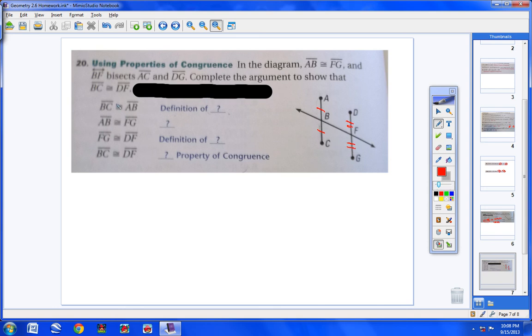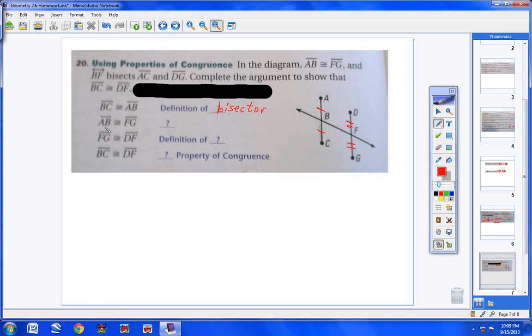Now, how can I state, come on, think this through, students, how can I state that BC, here's BC right here, is congruent to AB? Well, because what did I state up here? I stated that BF bisects AC and DG. So I can state very easily it's the definition of a what? It's the definition of a bisector. Guys, the definition of a bisector is that the line bisects a segment right in half. So how did I know that BC is congruent to AB? Because definition of a bisector.